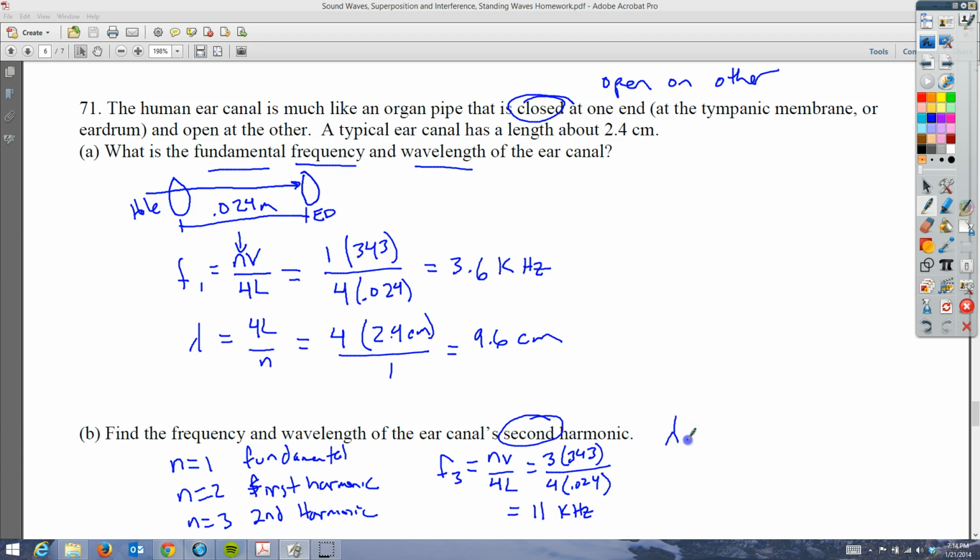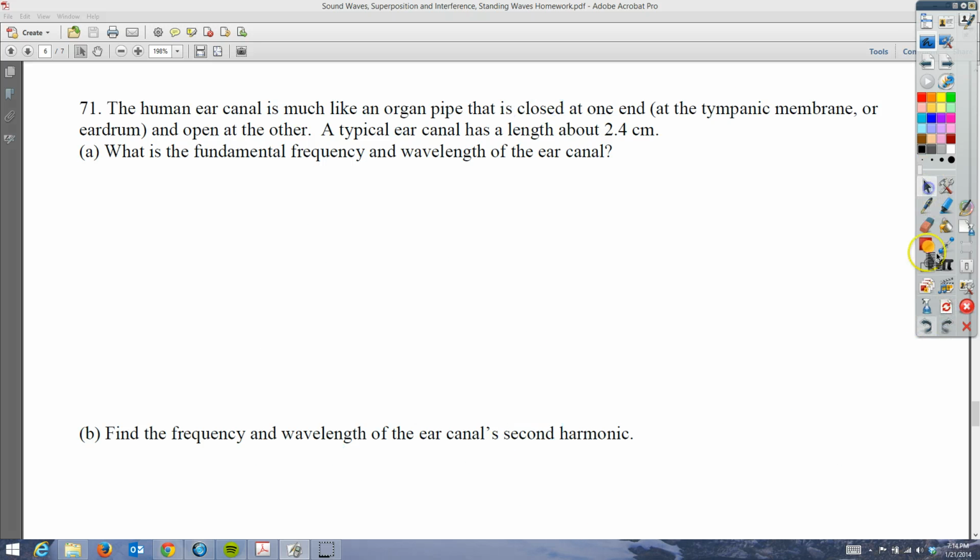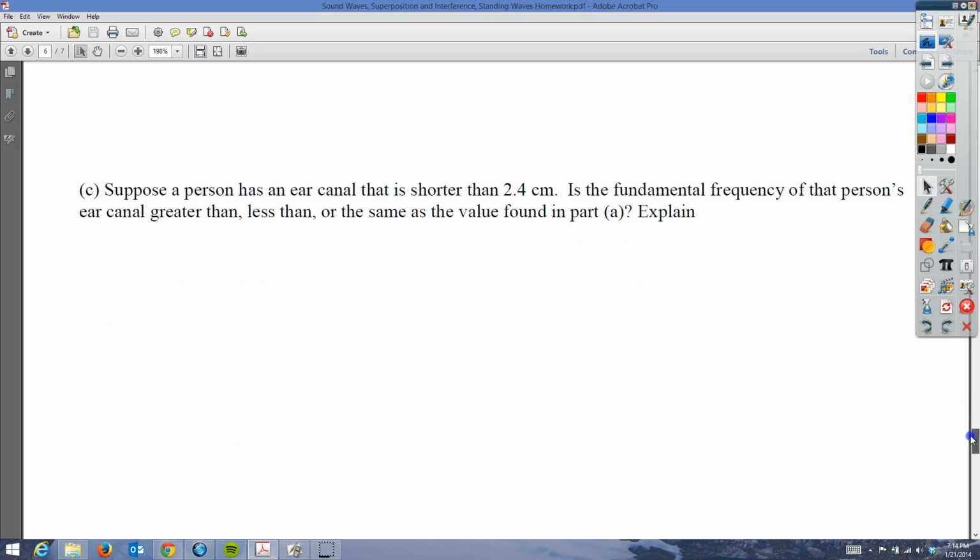Finally, to find the wavelength of that third harmonic, that would be equal to 4 times the length again, all over the number of nodes. That's what the N stands for. And then that would be equal to 4 times 2.4 centimeters, and then we can divide that by 3. And your wavelength here now is 3.2 centimeters. So it's a little bit shorter, which means that the frequency is going to be higher. And that's number 71.